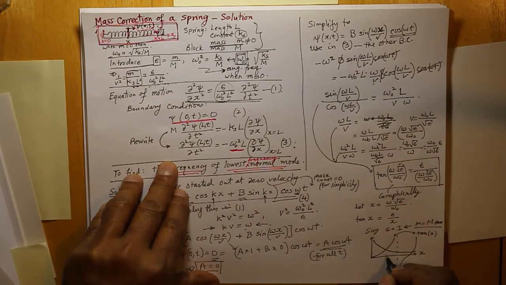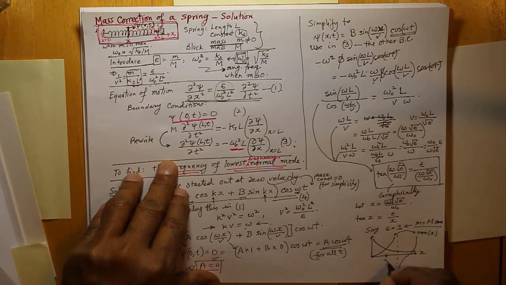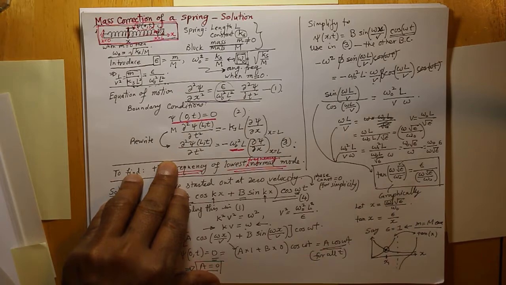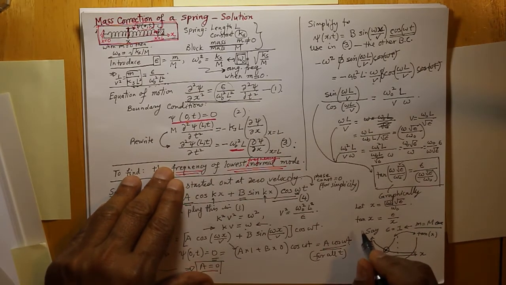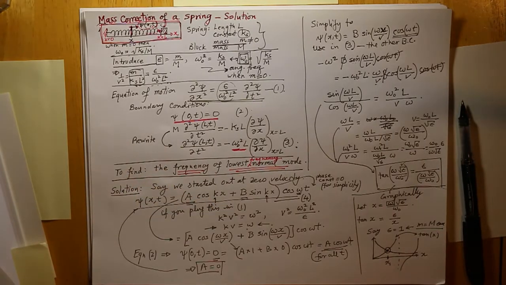And omega is in the numerator, so the smallest x will correspond to the smallest omega. So this is the x1 at which the two curves meet. So that's my solution point, and I'll show you a program in which I solve this problem. Okay, so this is how you do it graphically. After that, I'll show you the solution, and then you will have a feel for it.